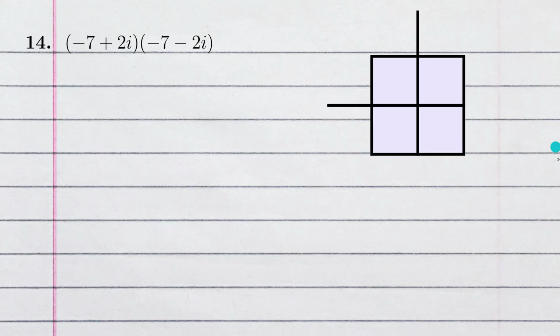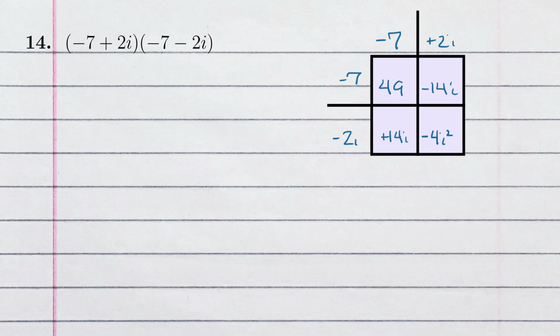So when we're looking at 14, again, we're multiplying conjugates. So we put the factors, negative 7 plus 2i and negative 7 minus 2i. We multiply coming in, and that gives us 49, negative 14i. Negative 7 times negative 2 is a positive 14i. And then negative 2 times positive 2 is a negative 4i squared.